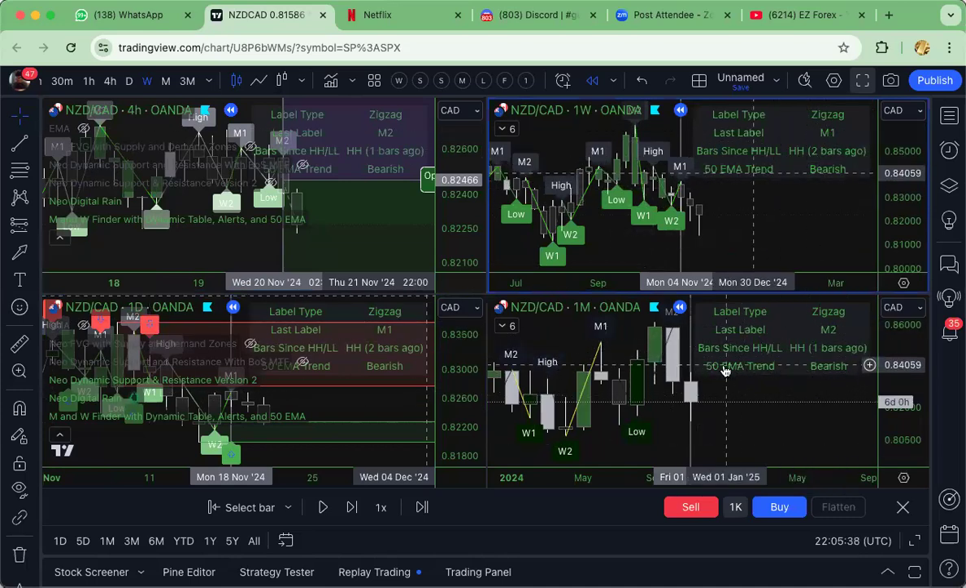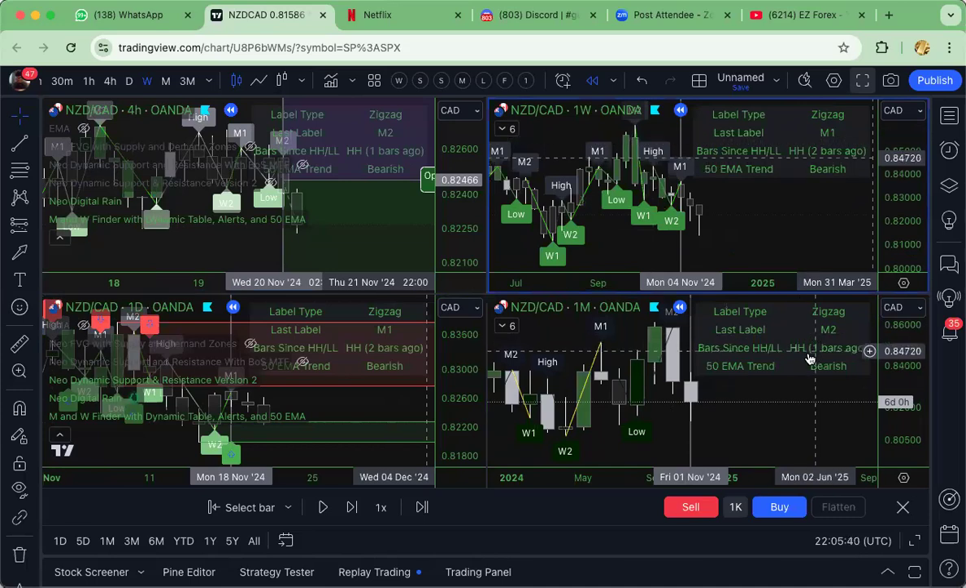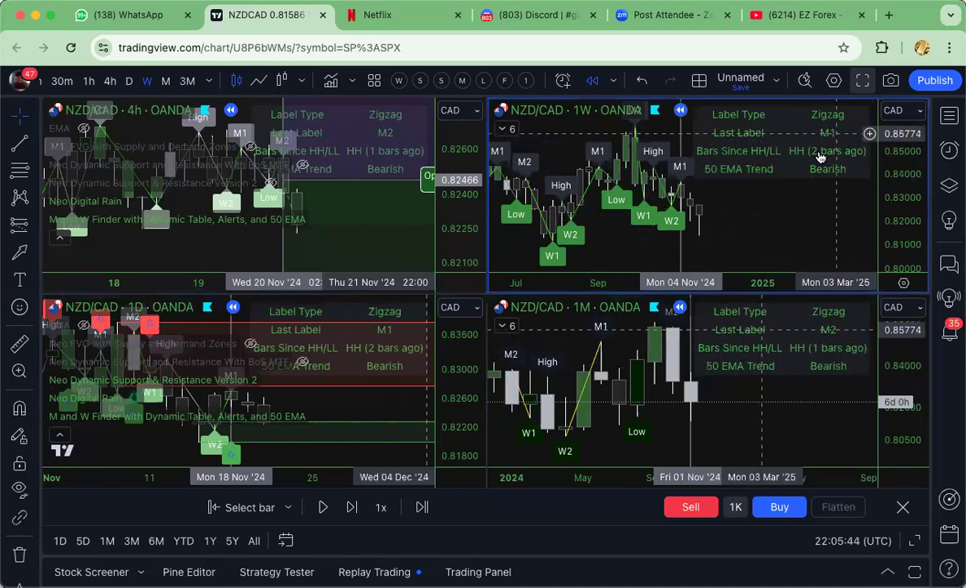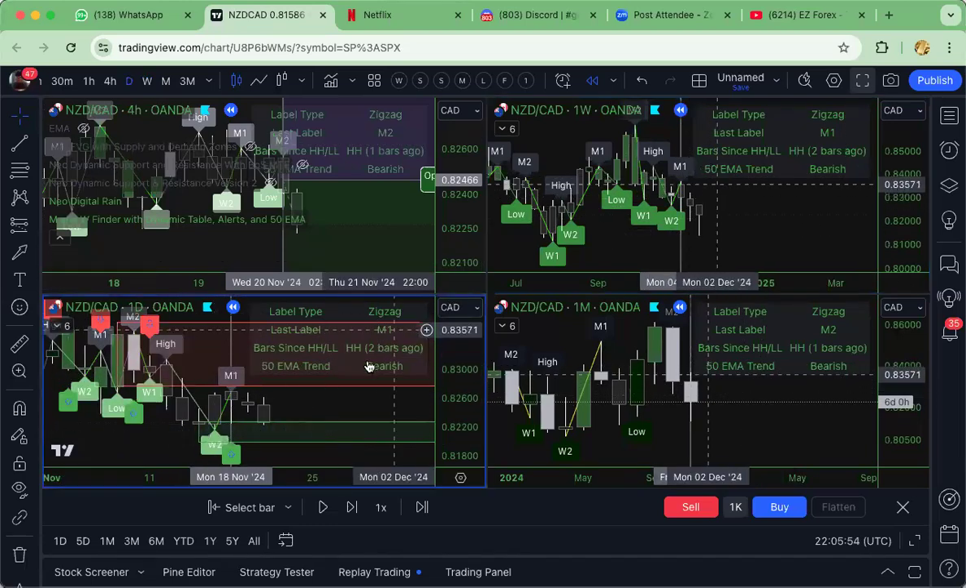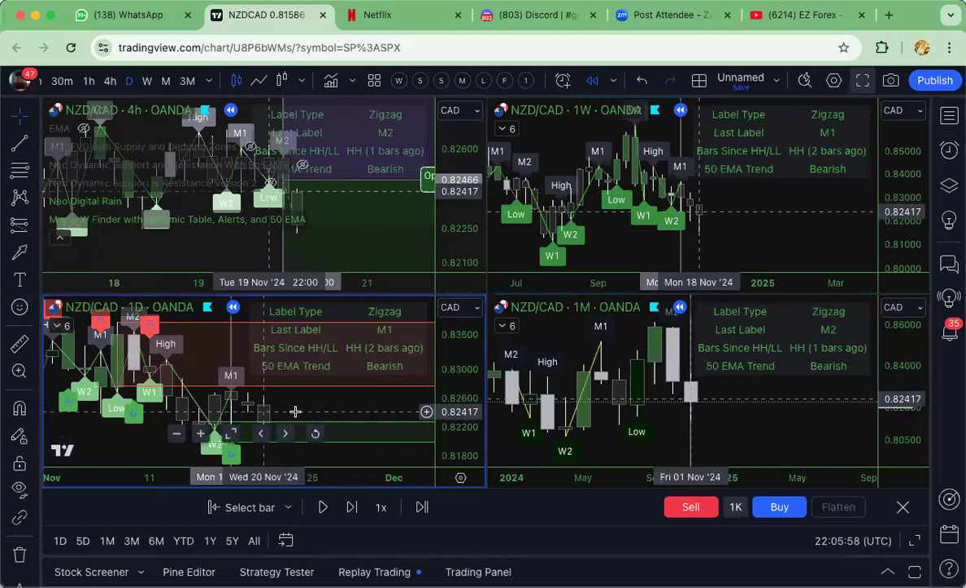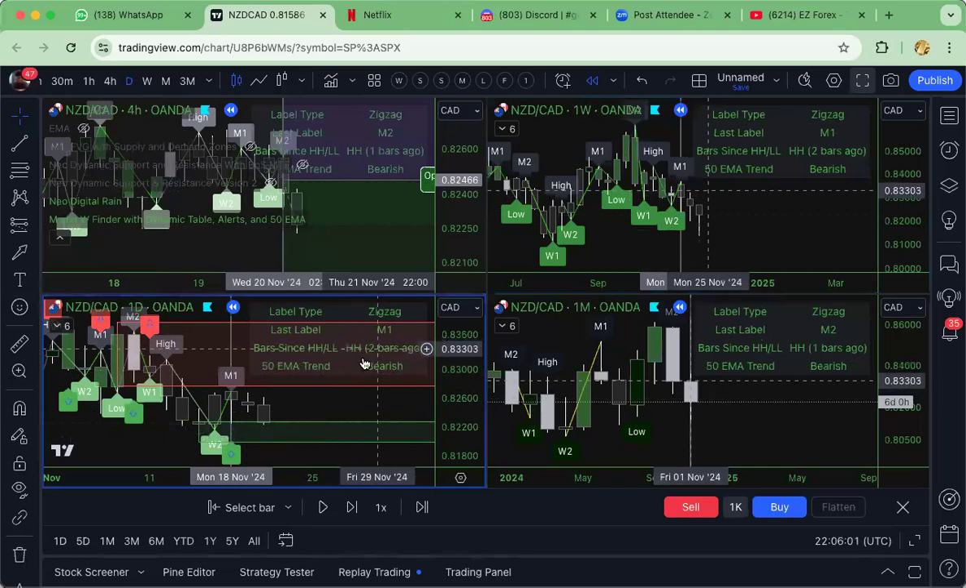We can even see here, I skipped past this one. Look, M2, 1 bar ago, and the monthly EMA trend is bearish. M1, 2 bars ago, high, and the weekly EMA trend is bearish. We can see here on the daily now. Now we've even got 4 confluences on the daily. We've got M1 2 bars ago on the daily from our entry. Cool, nice. The 50 EMA trend on the daily is bearish.